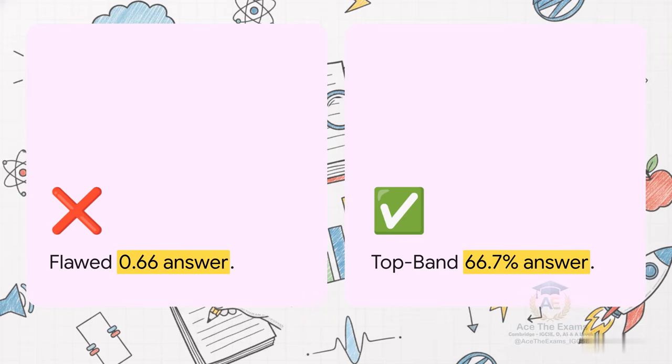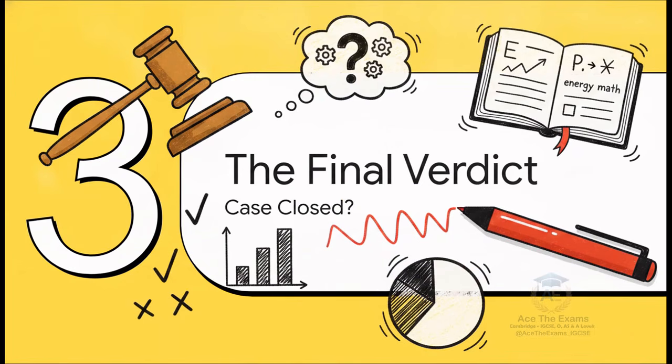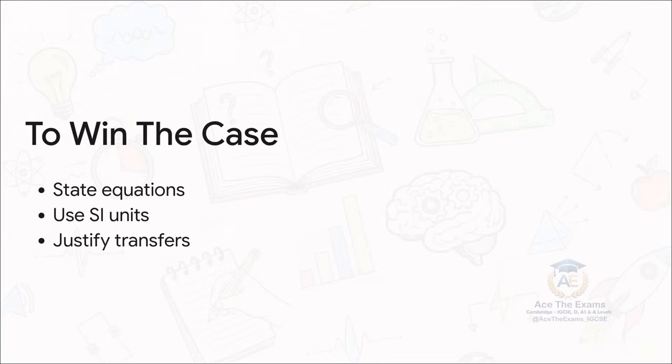No hesitation. Section 3. The final verdict. Case closed? So we've rapidly recapped how to save your calculations from the examiner's red pen. We've proven that mastering energy math is really only half the battle in the 0625 syllabus. The other half is communicating that math with absolute precision. To win the case, every single time, you must state the correct equation clearly. You must substitute data with SI units like joules and watts. You must justify energy transfers with scientific reasoning.